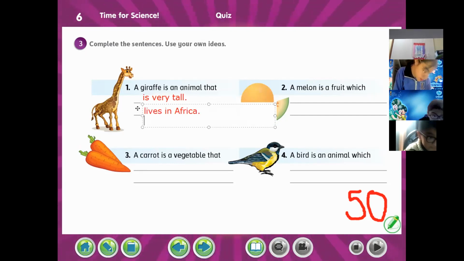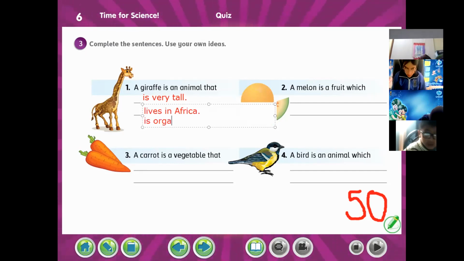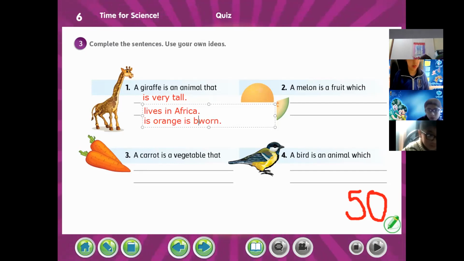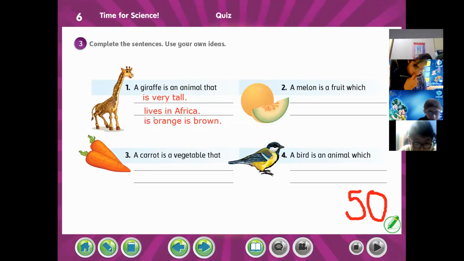Teacher, is possible to say colors, that is orange and brown? Yeah. Teacher, is herbivorous? Herbivore, yeah. Is possible, yes. Any of this is good, okay? Because we describe the giraffe.